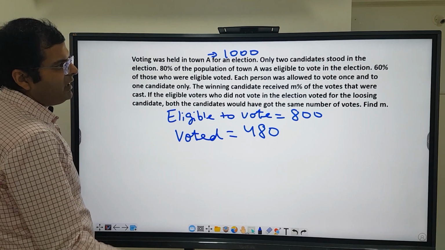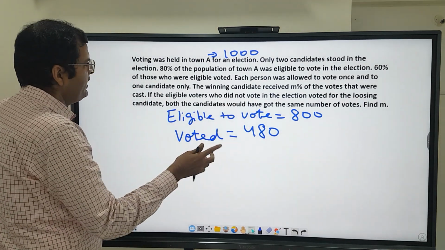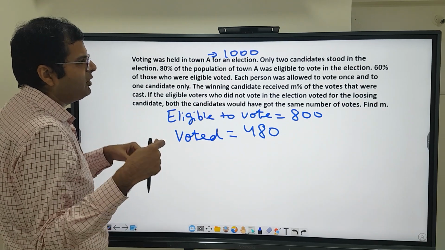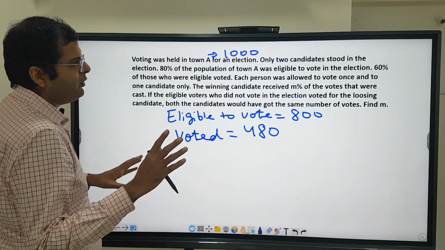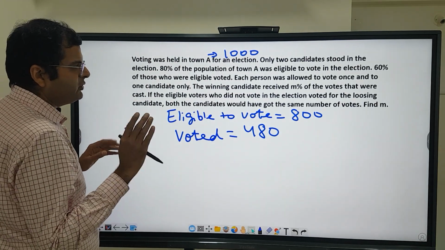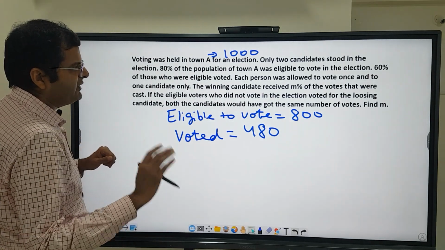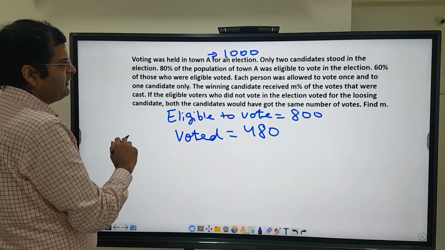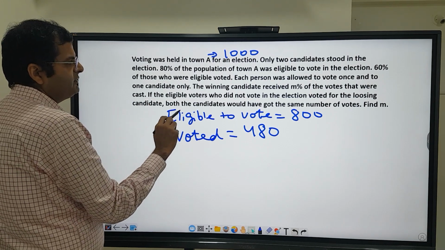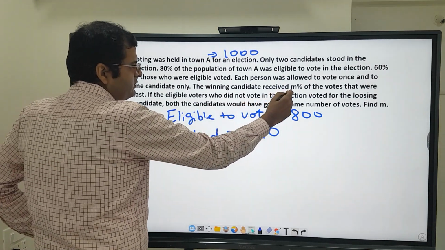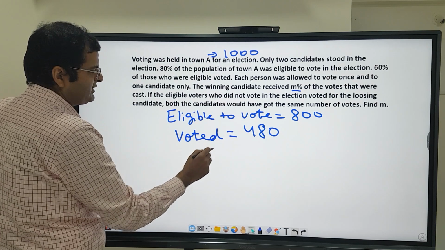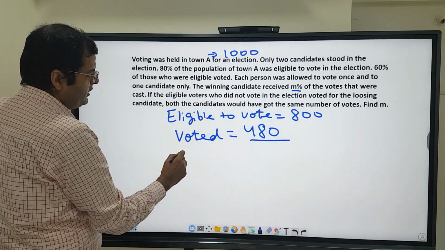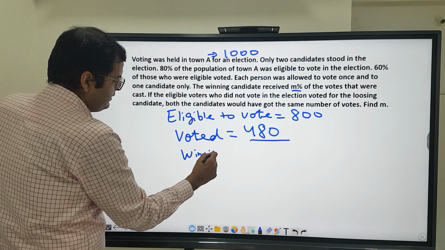Now each person was allowed to vote only once, and to one of the candidates only. So one person cannot vote for two candidates or do something like voting for no candidate. That is not the case. So you have to vote for either one or the other of the candidates. The winning candidate received M% of the votes that were cast. So 480 votes were cast because there were 480 people.